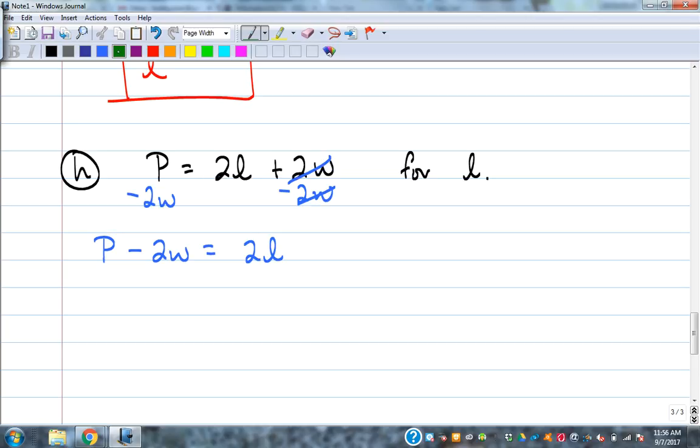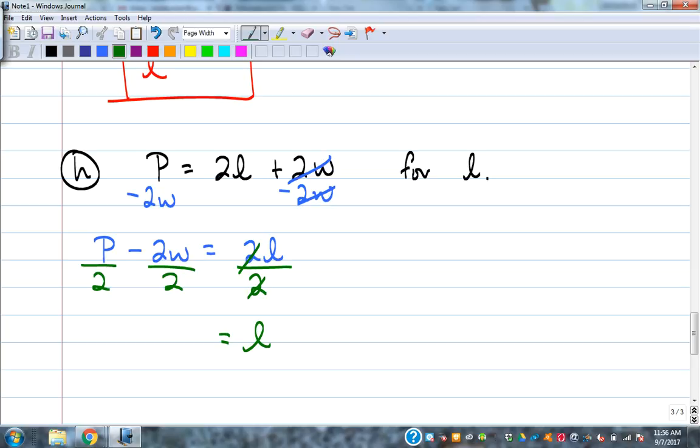Divide by 2. Just the 2L? Everything. Every piece gets divided by 2. And then you reduce the ones that will. So this one goes away. There's L by itself. It's on the right, but it still works.